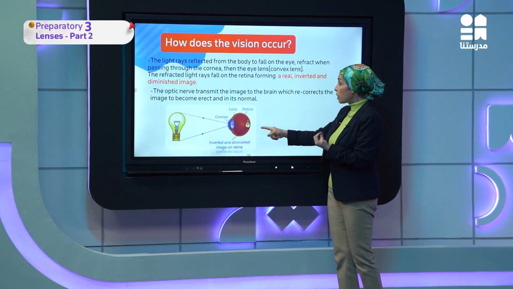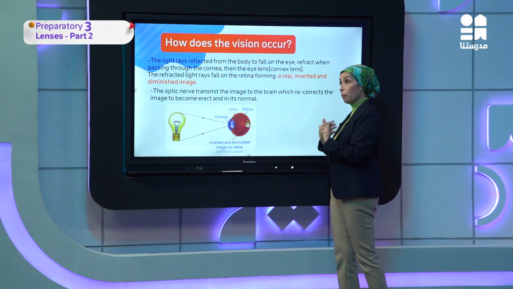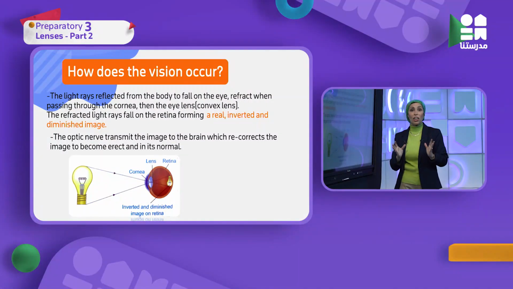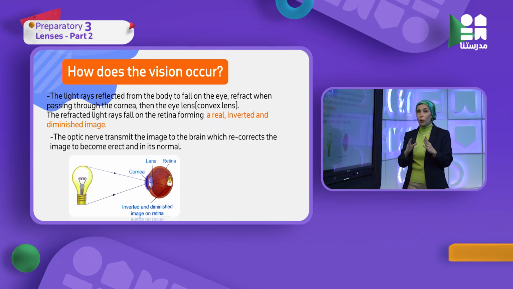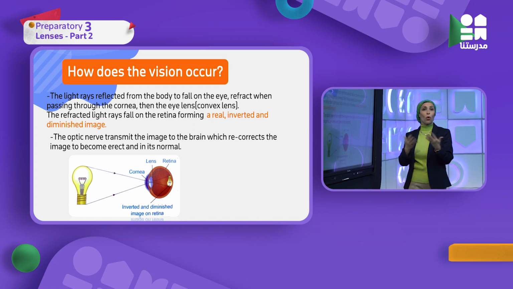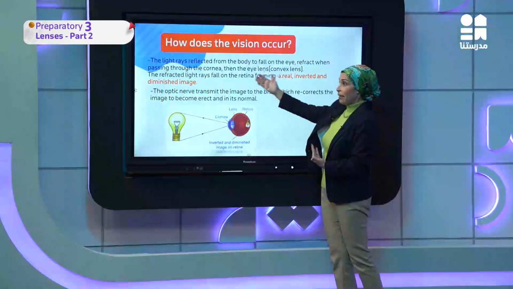Now you are going to see it's inverted and it's minimized. We see the bodies inverted and minimized? No, we see it in its real shape and its real size. How? After this image is formed, the optic nerve will send a message to the brain. What does it tell it? Correct this image. Recorrect this image. So the brain will correct the image so all of us can see the object in its real size, and upright, not inverted.